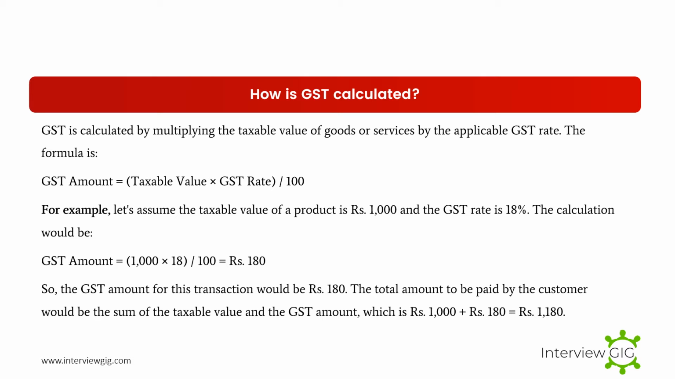The total amount to be paid by the customer would be the sum of the taxable value and the GST amount, which is rupees 1000 plus 180 rupees, equal to 1180 rupees.